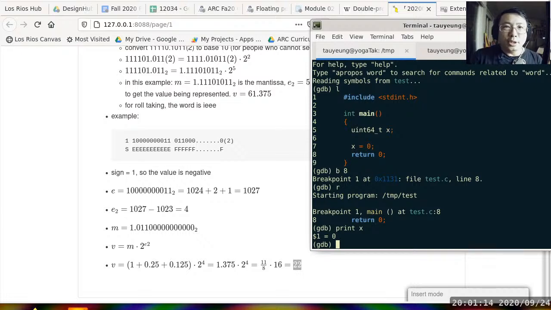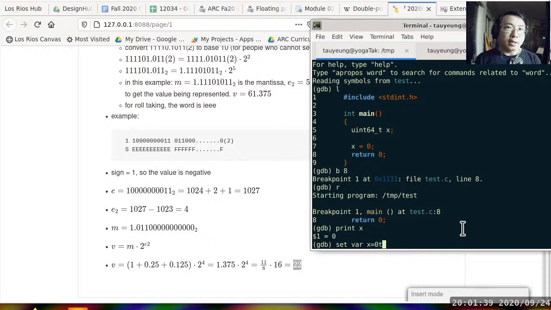So the next thing we need to do is to enter this entire bit pattern into x. Not -22, but this entire bit pattern. Normally in C and C++, there's no base 2 representation, but since we're in GDB, there really is a base 2 representation. So you can say set var x equals 0t.